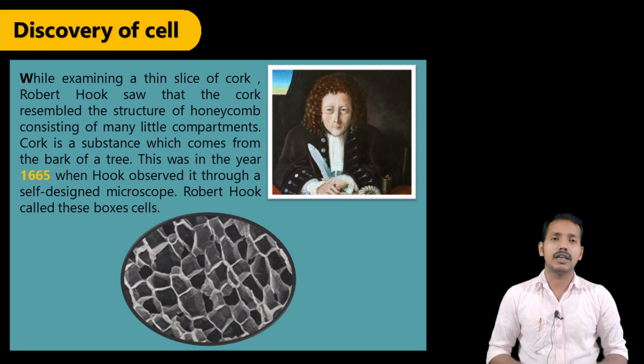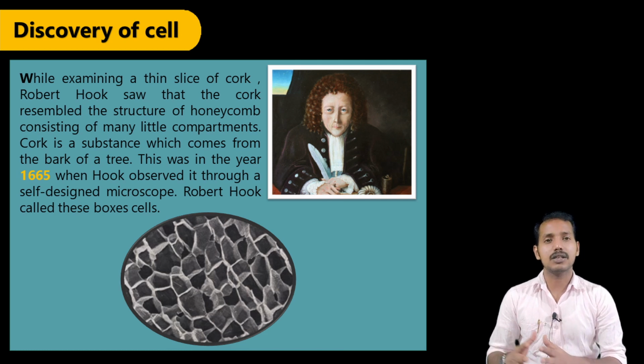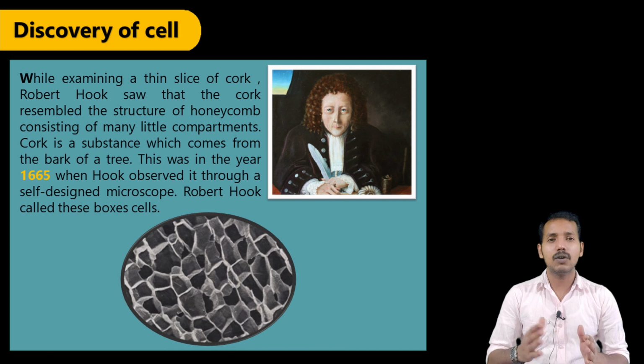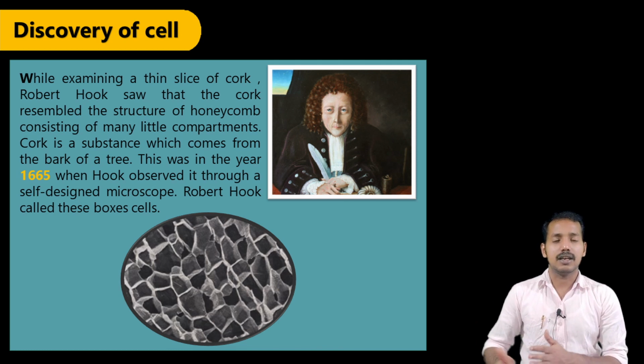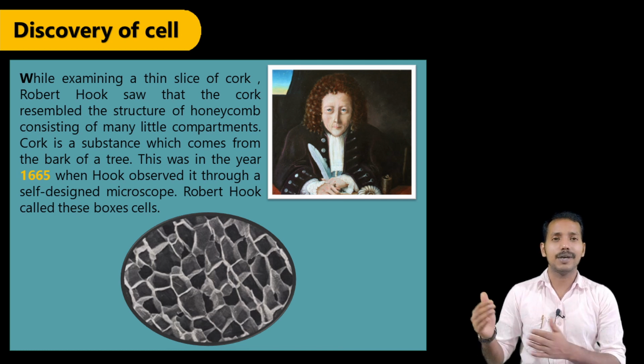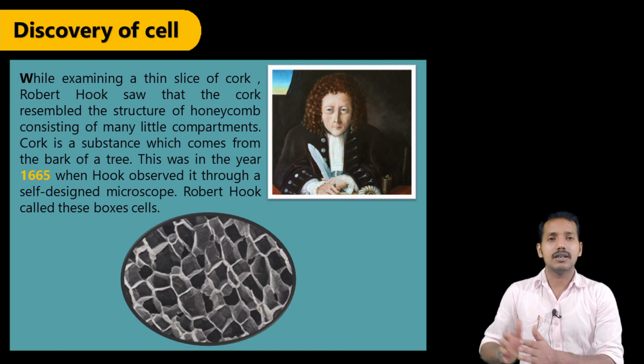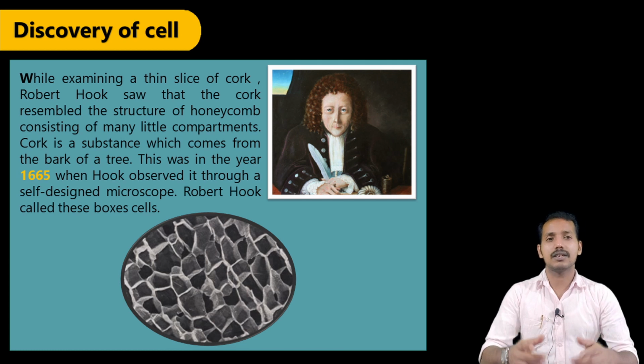After his discovery, in 1674, Leeuwenhoek observed the first living cell under the microscope. That means Leeuwenhoek was the person who discovered the living cell. So these are the basic things you have to remember regarding the discovery of the cell and the further development in the discovery of the cell done by different scientists, like the discovery of nucleus, cytoplasm, etc. This whole part is given in your textbook, so just read that.